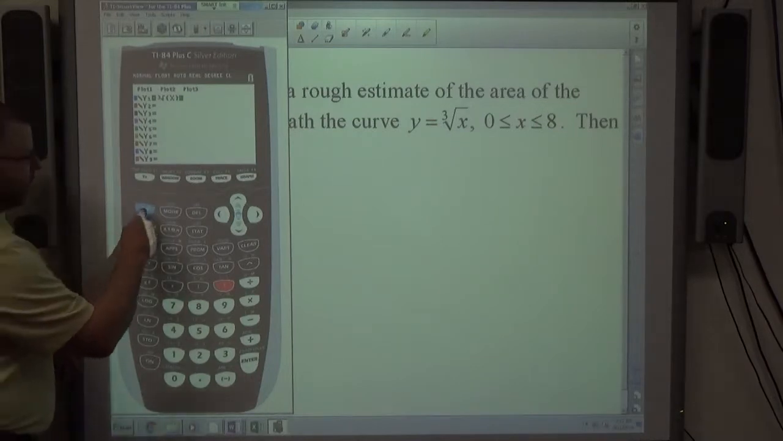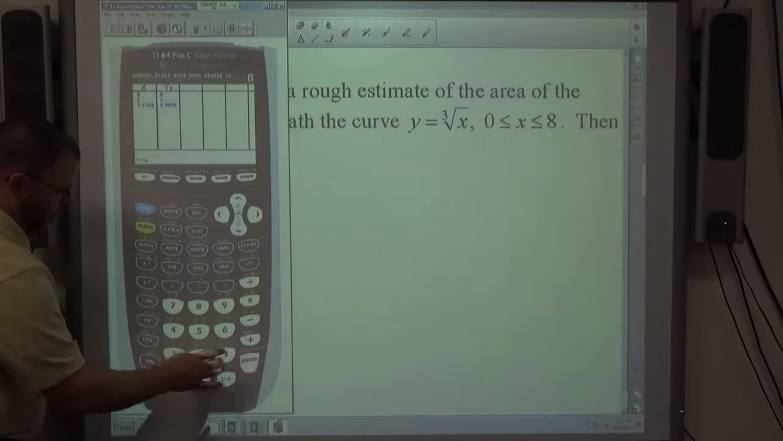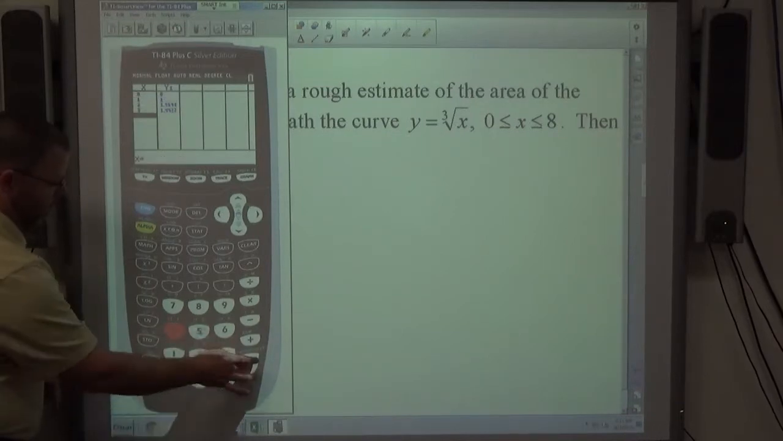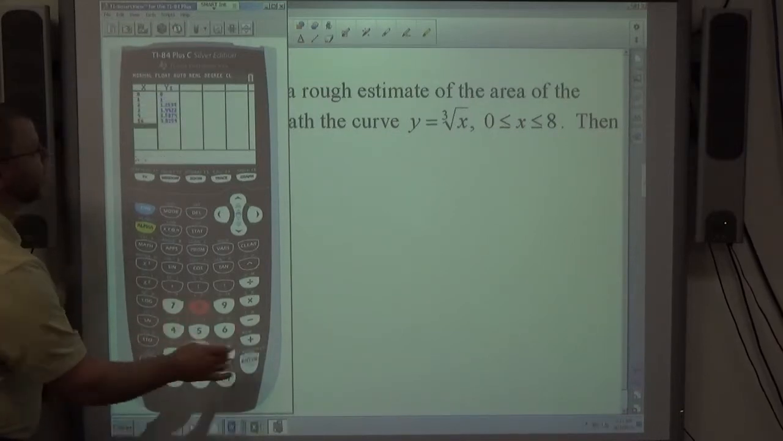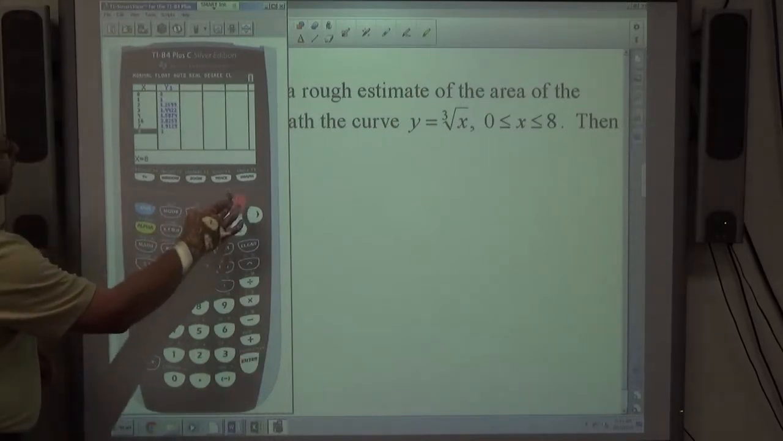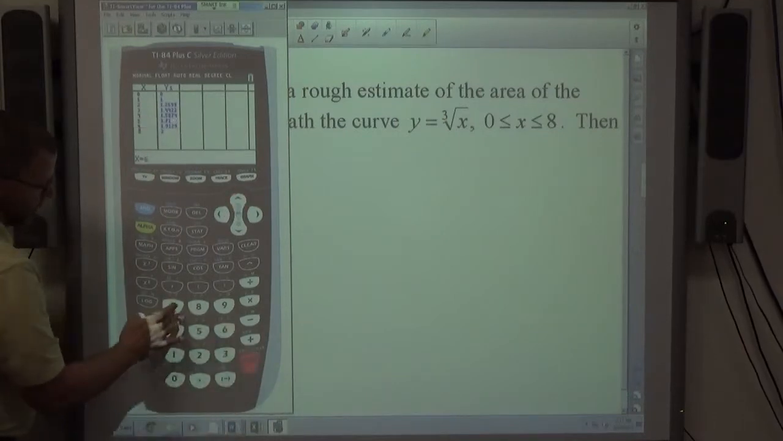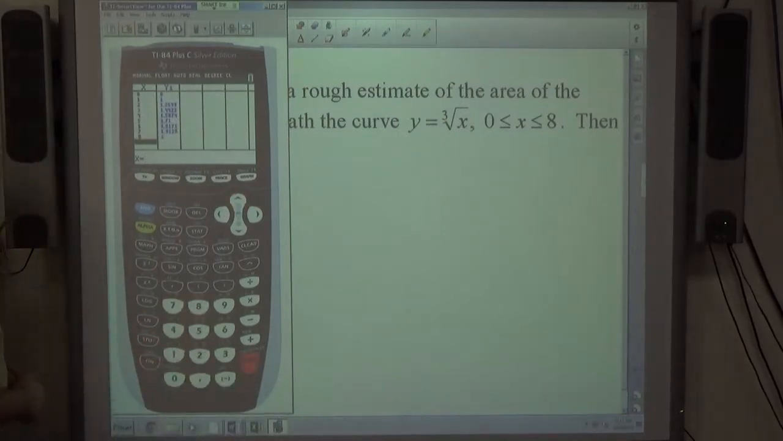If I just get it at each integer value, so 0, 1, 2, 3, 4, 5, 6, 7, 8. There we go. So that's every integer value. You can see the lowest number is 0, the highest number is 2, everything else is in between 0 and 2.